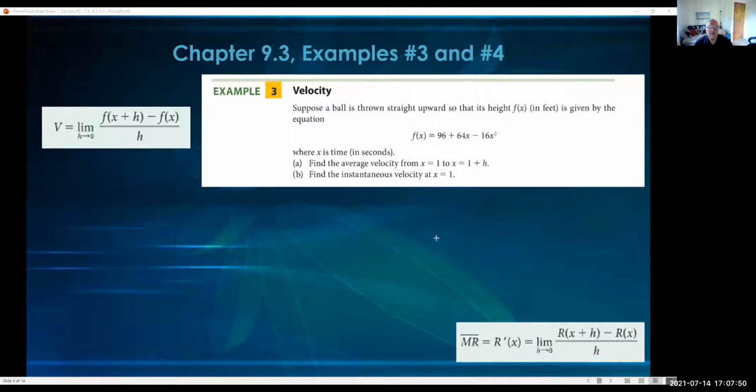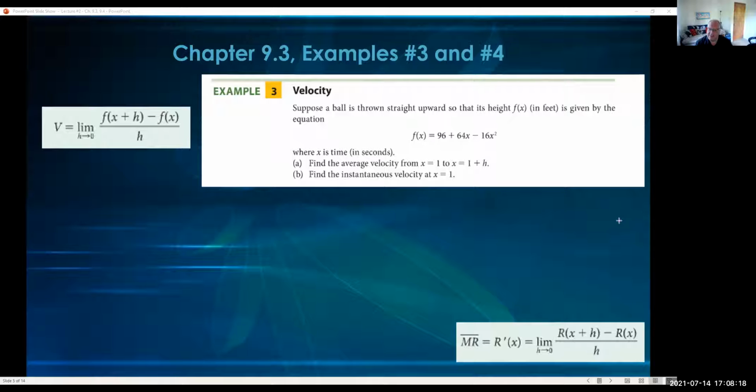All right, so we're going to read this question. Remember, you don't have to be a physics expert. Hint, it's velocity, so you're going to take the derivative. Suppose a ball is thrown straight upward so that its height, f of x in feet, is given by this equation, where x is the time in seconds. Part A says, find the average velocity from x equals 1 to x equals 1 plus h. Part B, find the instantaneous velocity at x equals 1.